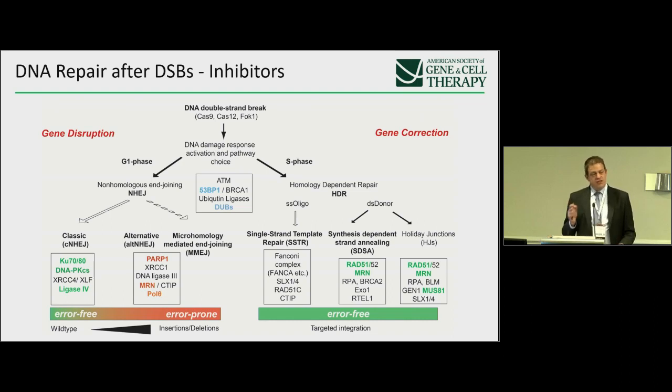But we can also use these inhibitors to study the integration mechanisms of genome editing, and maybe try to use them to shift the balance from one side to the other. For example, PARP inhibition and DNA-PK inhibition would shift it towards HDR.